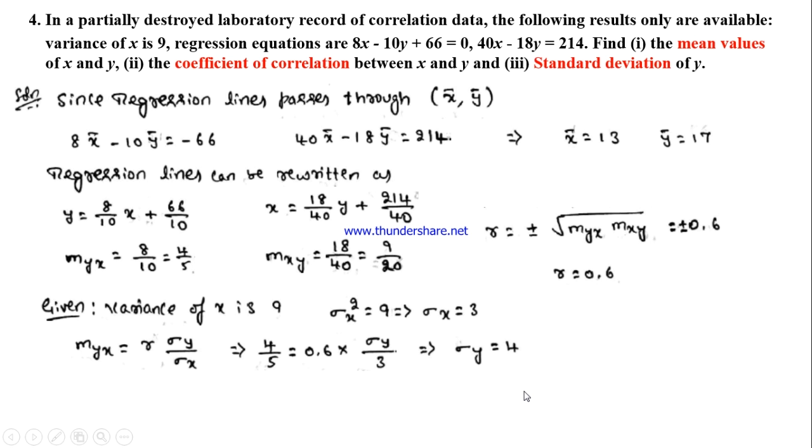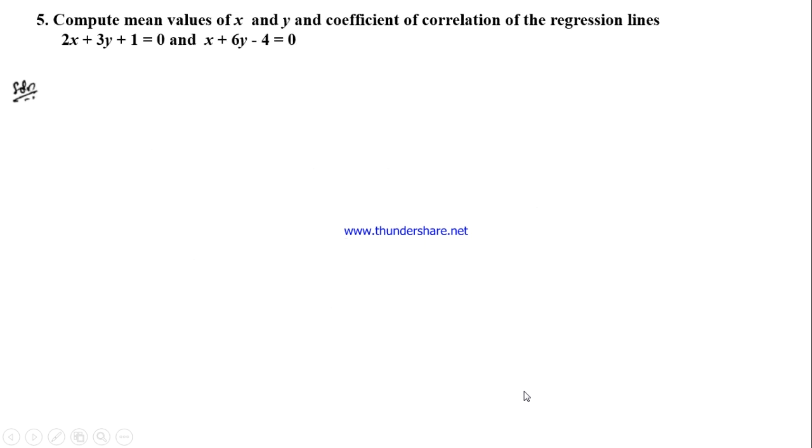Okay, this problem is different from the previous problems definitely because in this problem table is not given, instead regression lines are given and the variance of x is given. The data is given in a different form and with the available data we found x bar, y bar, coefficient of correlation and the standard deviation. Now let me move to our next problem.